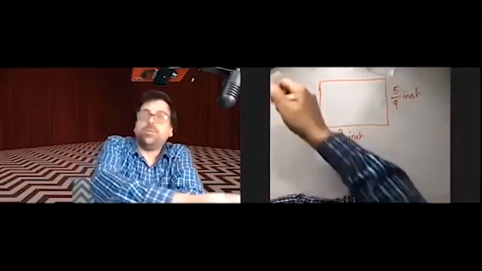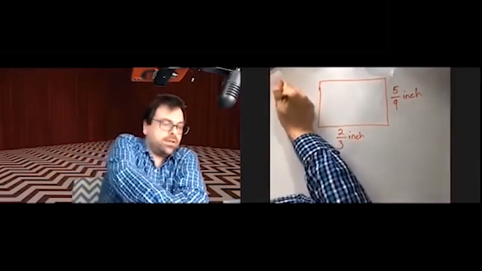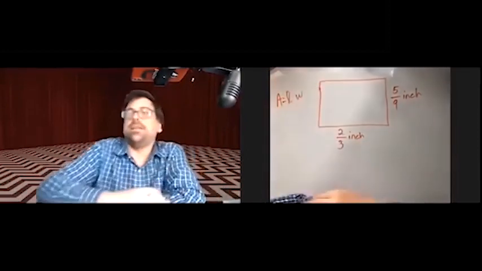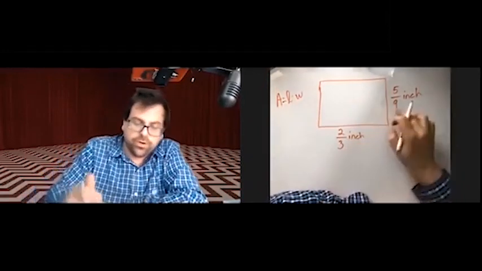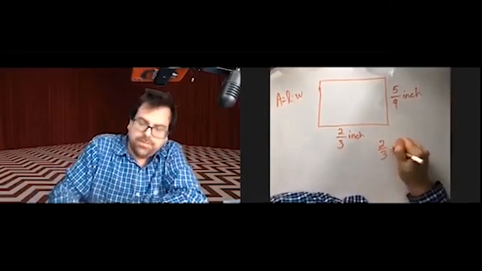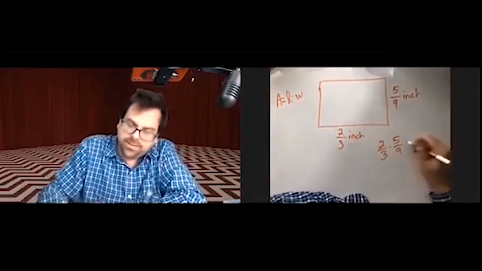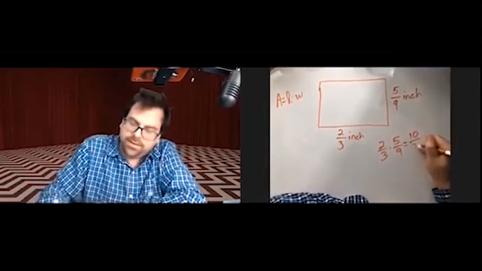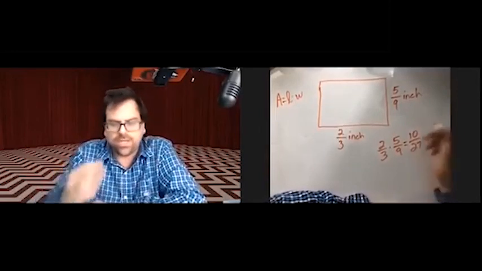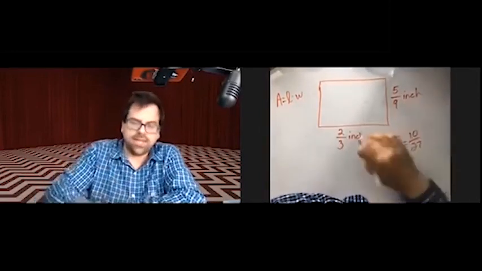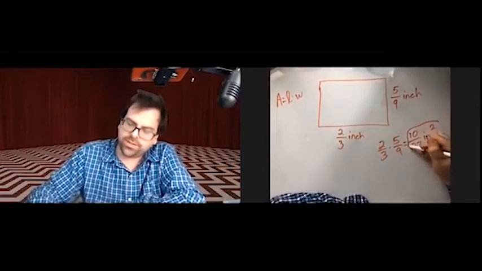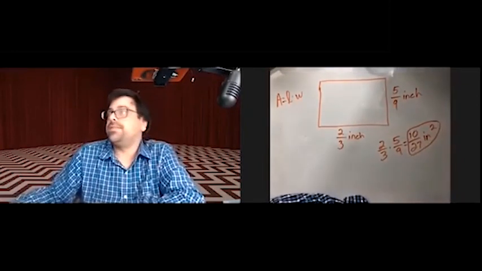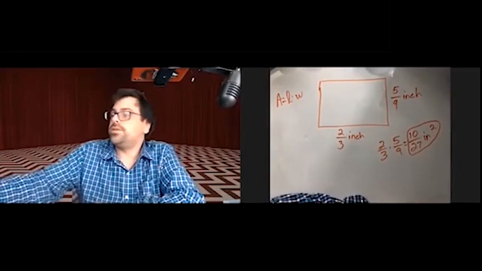We have to remember, how do we find area? Area is length times width. We multiply them together. 2/3 times 5/9 is 10/27. And what's the units on that? Inches times inches is inches squared. Square inches. 10/27 square inches.